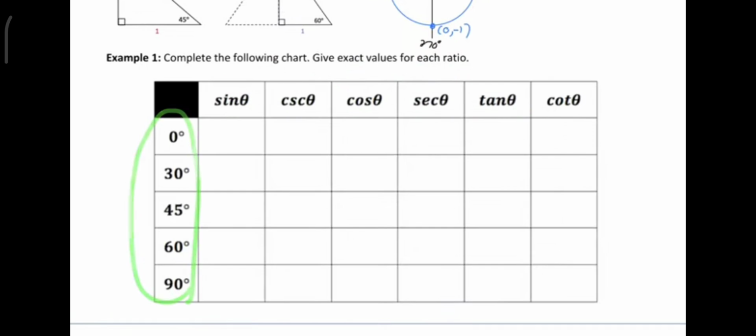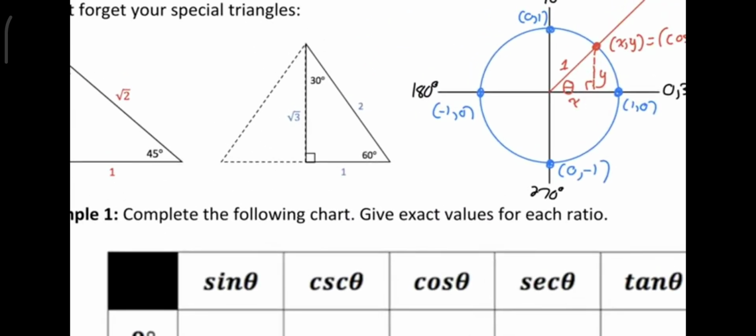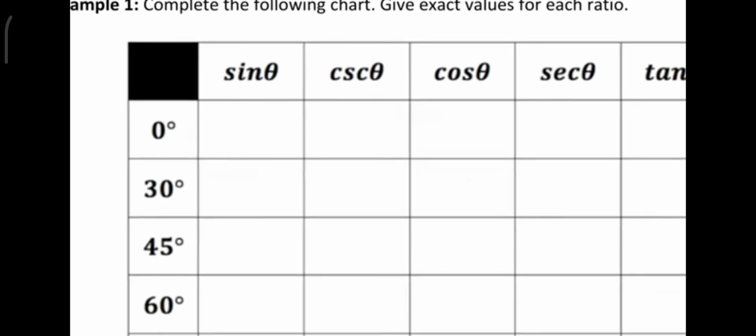So using these tools, let's see if we can find the value of all 6 trig ratios for each of those 5 angles. Example 1 says, complete the following chart and give exact values for each ratio. Let's actually start by filling out the row for the 30-degree reference angle. Let's start by getting the sine ratio for 30 degrees. I'll look at my special triangle that has a 30-degree angle, and sine is opposite over hypotenuse. So sine of 30 degrees, I know, is 1 over 2.